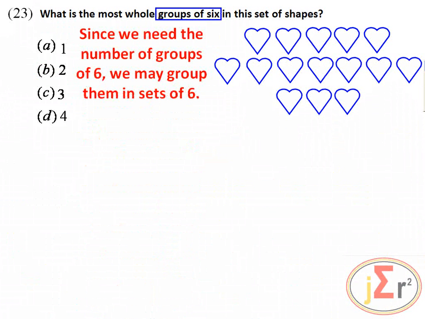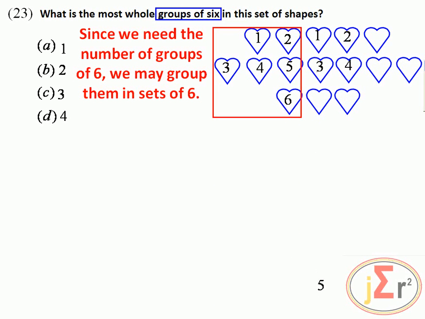Groups of 6. Pay attention to groups of 6. Since we need the number of groups of 6, we may group them in sets of 6. So we will count off 6 and we tie them up like that. And what do we do again, Jerry? Put another box. Count off 6 more and put them in a box. Right. Jerry says that we should count off 6 more and put them in another box.